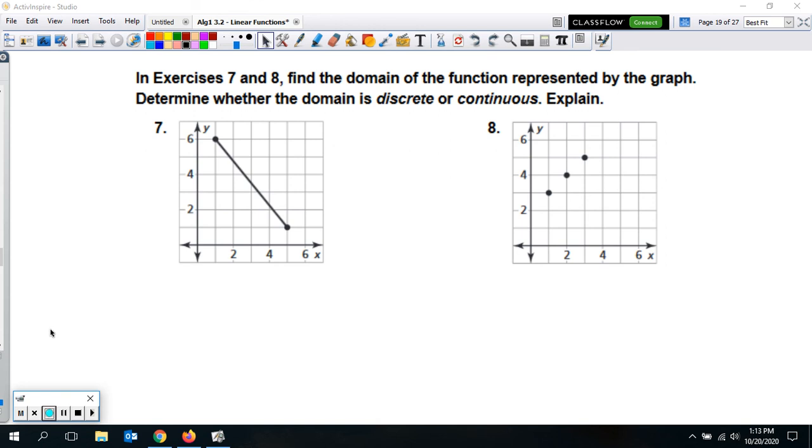Okay, so for number 7 and 8, that's what we're going to be doing here. It says find the domain of the function represented by the graph. Determine whether the domain is discrete or continuous. So again, I want you to try these two on your own. Go ahead and pause the video and then check your answers once you've finished by playing it, and I'll let you know what these answers are.